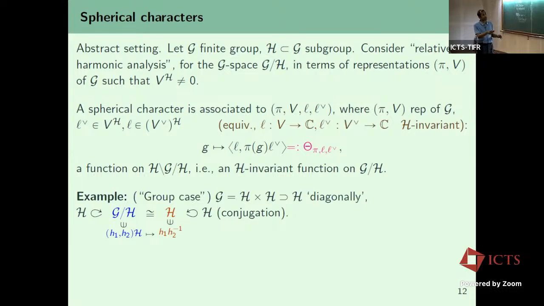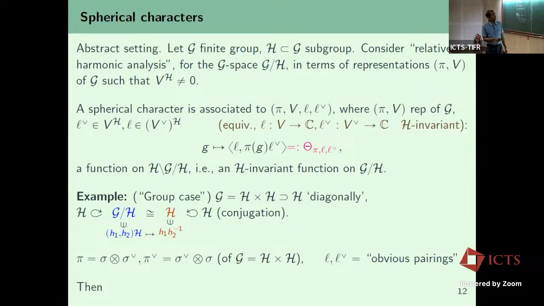Why this definition? There is what is called the group case, where you take the group G to be H cross H and H to be the diagonal subgroup of G. You can look at G mod H on which H acts from the left, and it so turns out that that is isomorphic to H, where this action of H becomes conjugation, namely (h1, h2) maps to h1 h2 inverse. Here, what is a representation of G with an H fixed vector? It is of the form sigma tensor sigma check, where sigma is a representation of H, and sigma check is the dual of sigma.